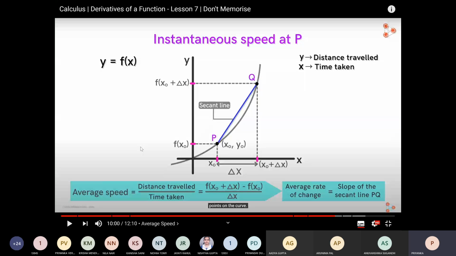Okay, is this much clear? That we are finding the speed of any particle, let's say, and you have taken points P and Q, and the average speed between these 2 points is coming out as f of x0 plus delta x minus f of x0, because that is going to be the change in y.